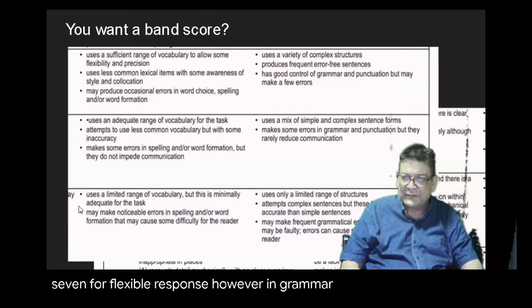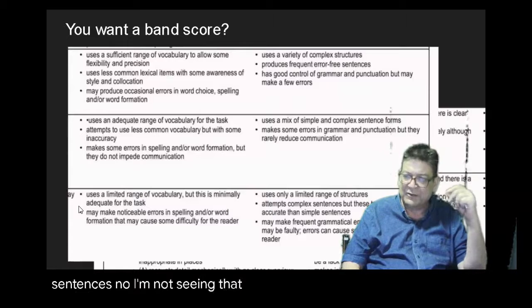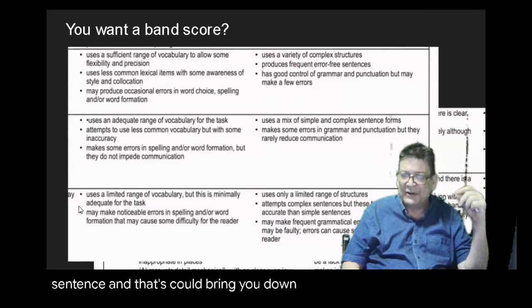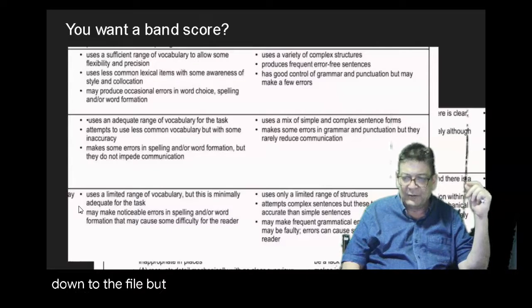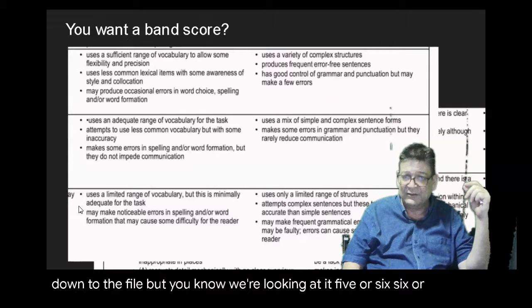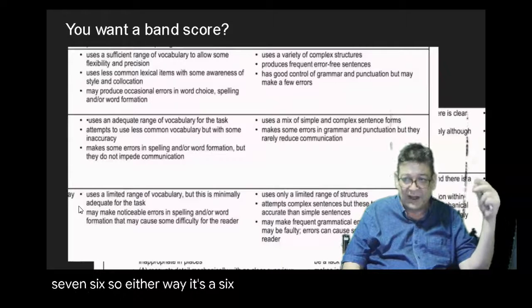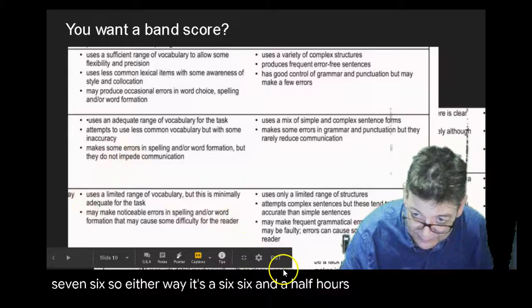However, in grammar, frequent error-free sentences. No, I'm not seeing that. There are little grammar mistakes in every sentence. And that could bring you down to a 6 in grammar. Not all the way down to the 5. But, you know, we're looking at 5 or 6, 6 or 7, 7, 6. So either way, it's a 6. 6.5 at most. And we're done.